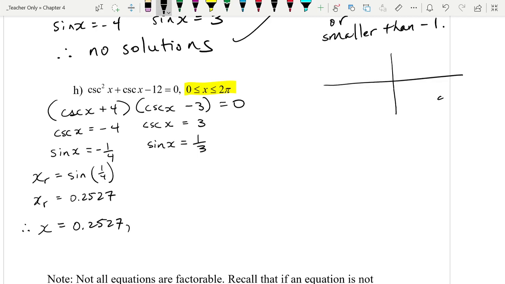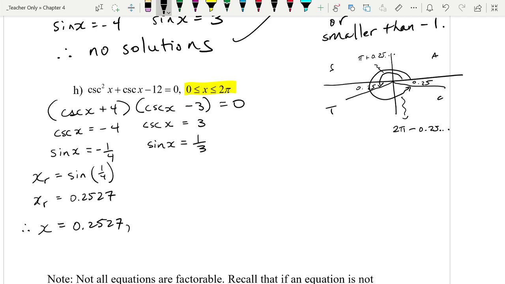So my reference angle, according to the CAST rule here, has to go down. So it's 0.25 that way and 0.25 that way. So this one's going to be pi plus 0.25, and this one is going to be 2 pi minus the 0.25. So once again, I might store this 0.25 number so that I don't have to repunch it.